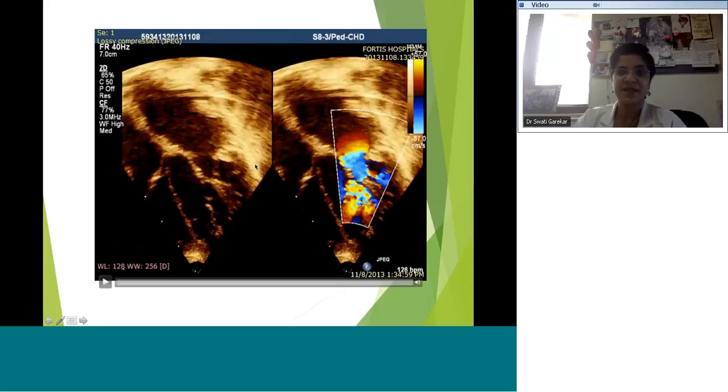Here's another view showing the same, very nicely seen. The turbulence originates at these little things going into the inflow. This is the supramitral membrane.